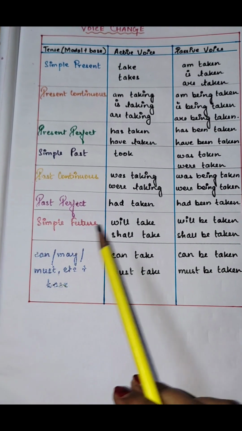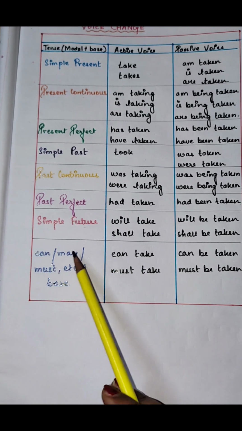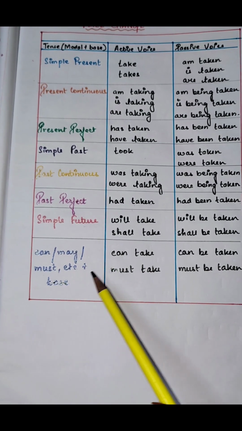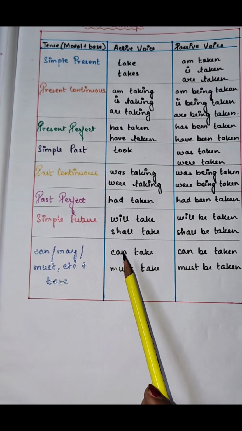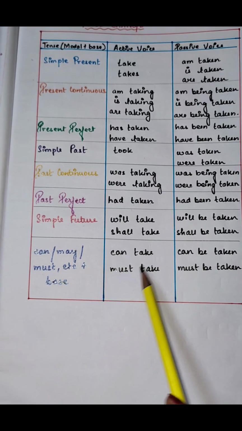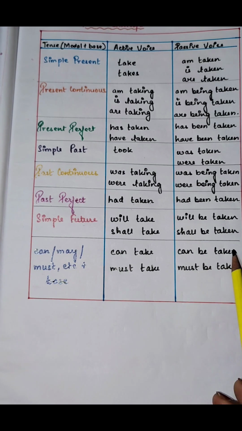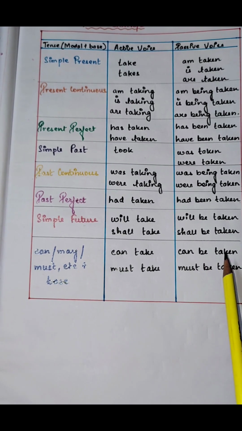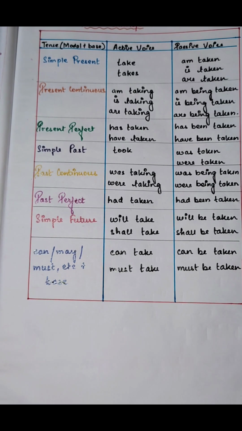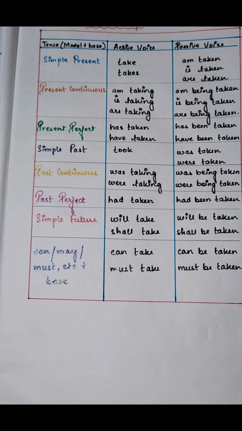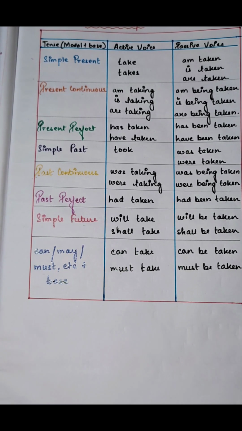Now there are some other modals like can, may, must, etc. Okay, in those cases we use can take or must take. Can be taken or must be taken in case of passive voice. So this chart I hope will make it a lot easier for you to understand and change the voices.